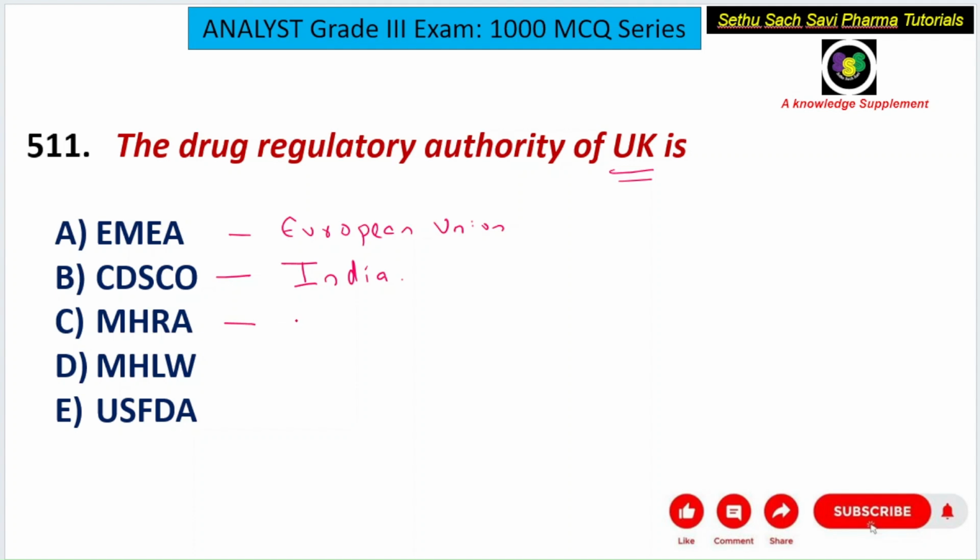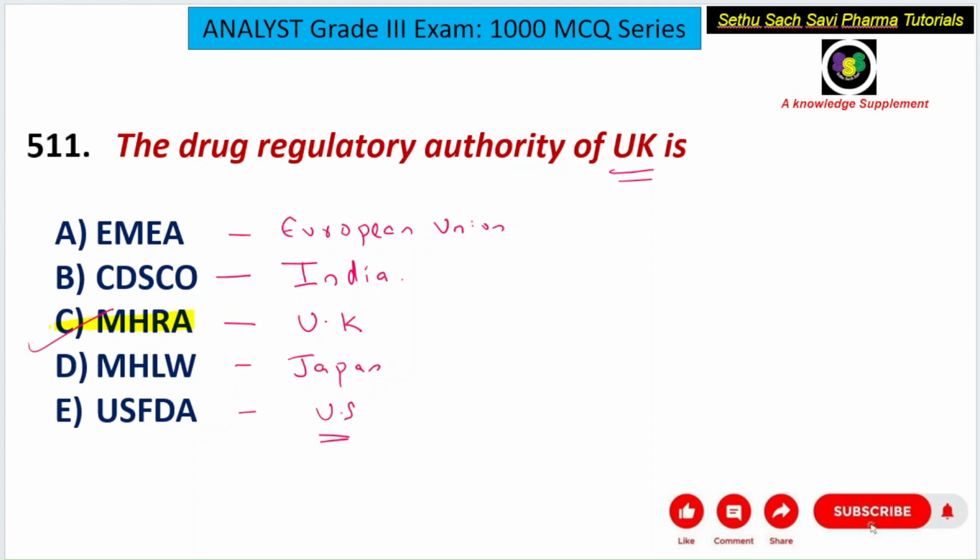MHRA is the regulatory authority of United Kingdom, UK. MHLW is the regulatory authority of Japan. And you all know USFDA, of course, the regulatory authority of US. Okay, so the right answer for this question, the regulatory authority of UK, is C choice, MHRA.